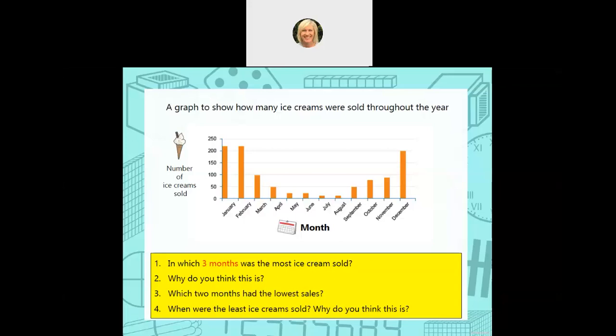Which 2 months had the lowest sales? When were the least ice creams sold? Why do you think this is? Do that on your own. Make sure that you are numbering your questions. And perhaps with this one, you can put a little heading, ice cream questions, please.